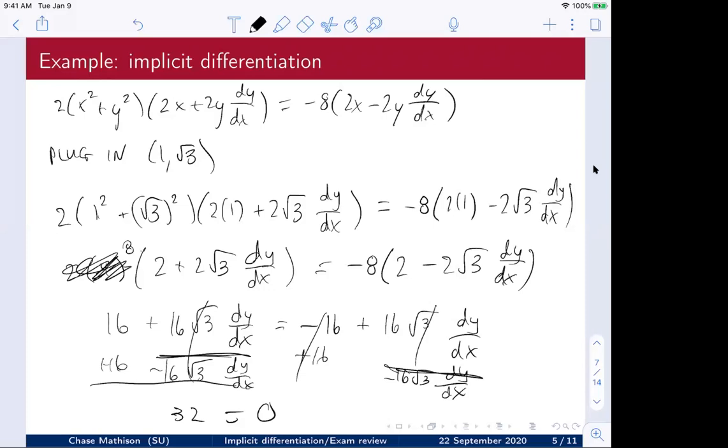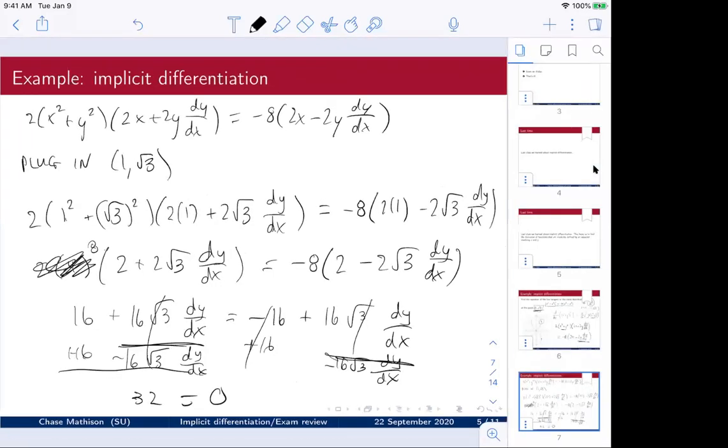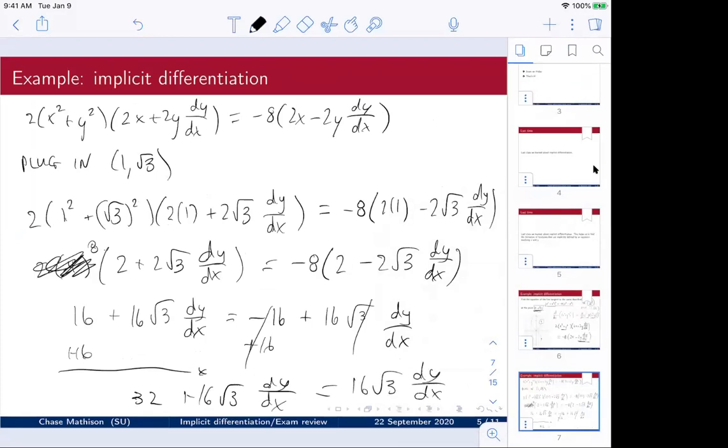Yeah, the 16 square root of 3 is canceled. So yeah, I'll add a piece of paper and do that a little more slowly. So first of all, when I add 16 to both sides, I get 32 plus 16 square root of 3 dy dx is equal to 16 square root of 3 dy dx, right? Everybody okay with that?